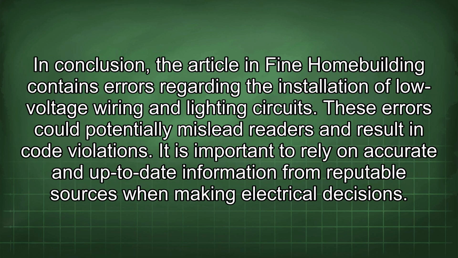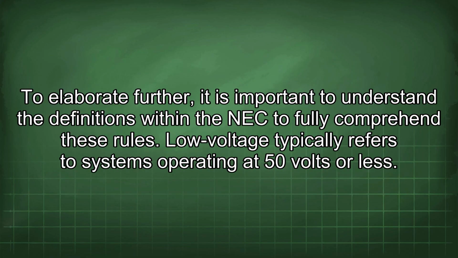In conclusion, the article in Fine Homebuilding contains errors regarding the installation of low-voltage wiring and lighting circuits. These errors could potentially mislead readers and result in code violation. It is important to rely on accurate and up-to-date information from reputable sources when making electrical decisions. To elaborate further, it is important to understand the definitions within the NEC to fully comprehend these rules.